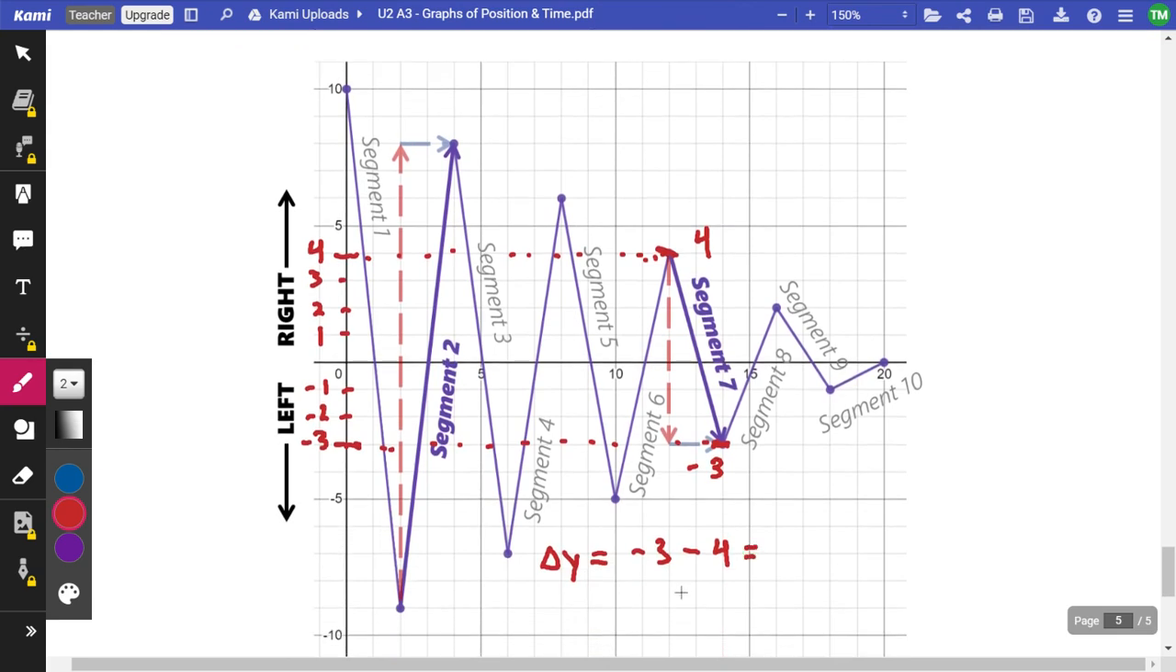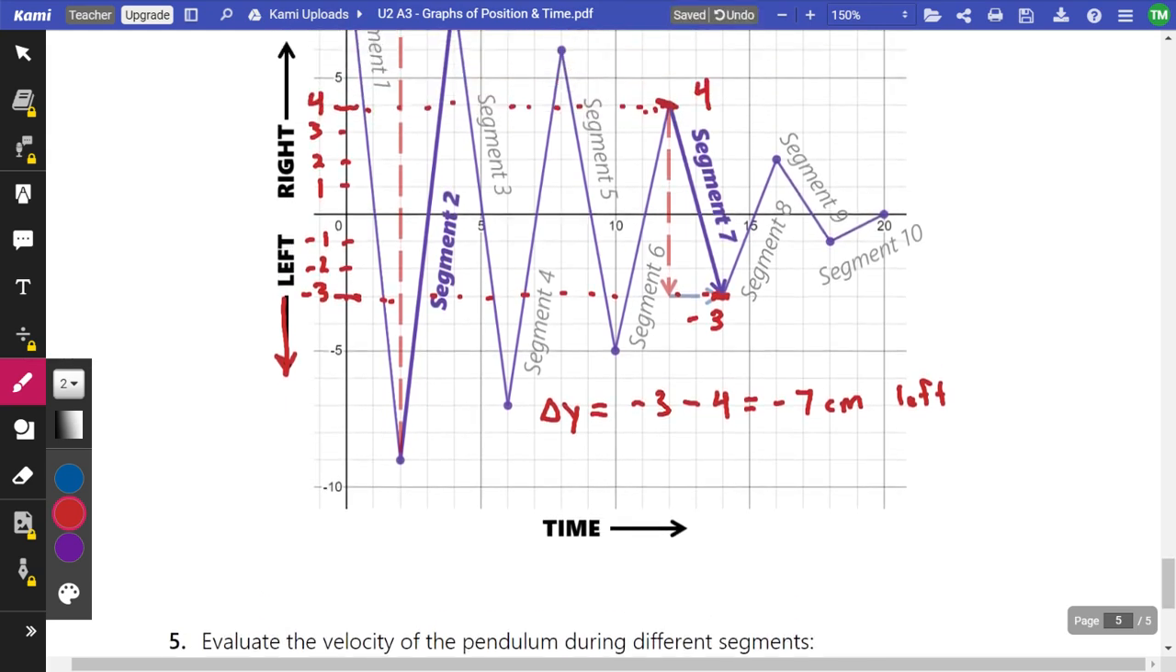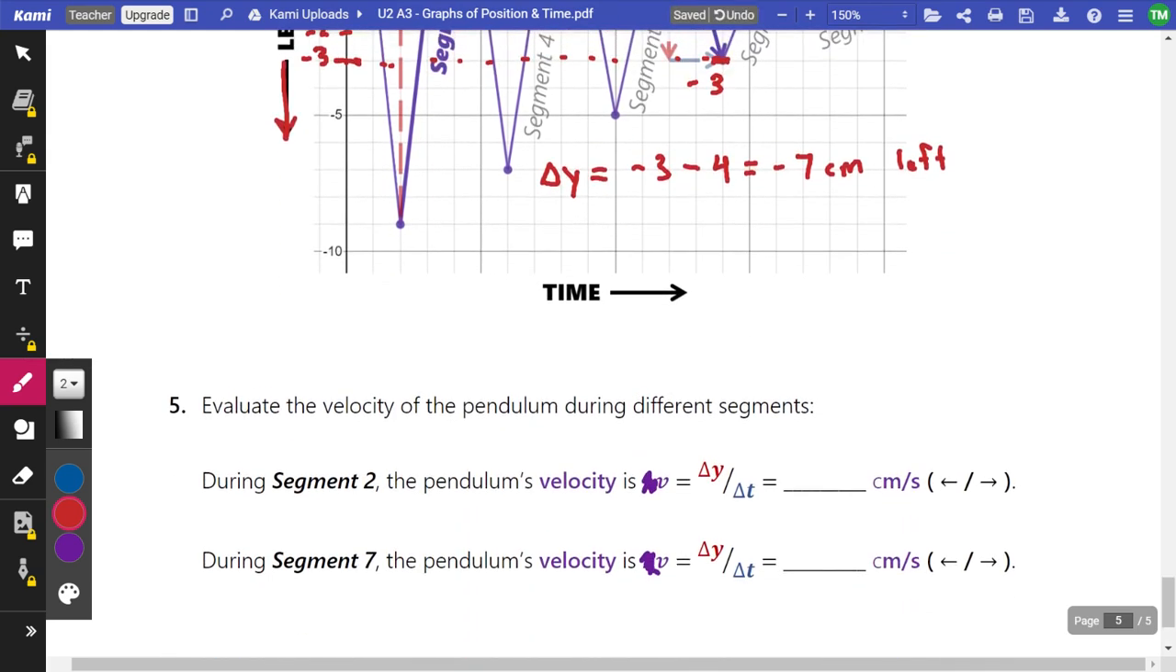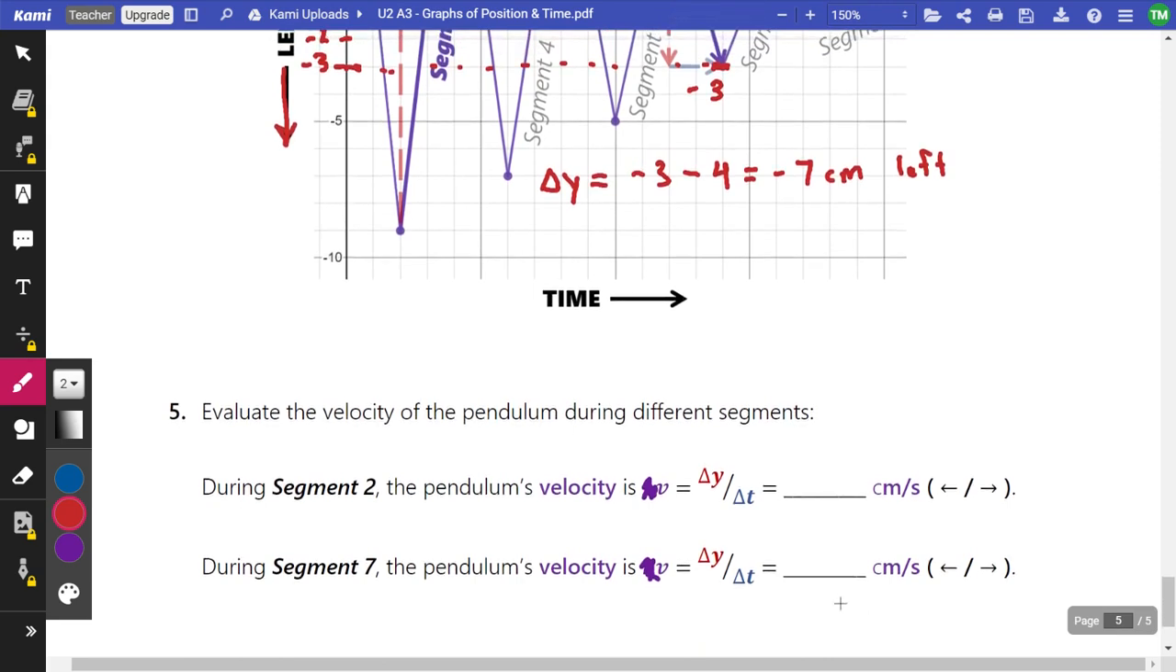So this is going to come out to be -7 centimeters, where that negative means that we're going down on the graph. And down on the graph for us means this is going left. So this is saying that our pendulum during segment 7 is going 7 centimeters to the left. Now we want to figure out the velocity. So we know where it's going to be ending up, going left, but we still don't know exactly how fast it's going there, how long it takes to get through that 7 centimeters. So let's check that next.